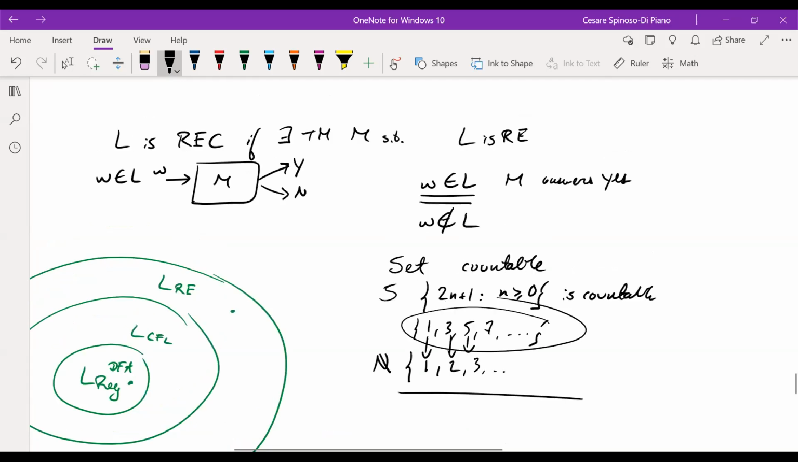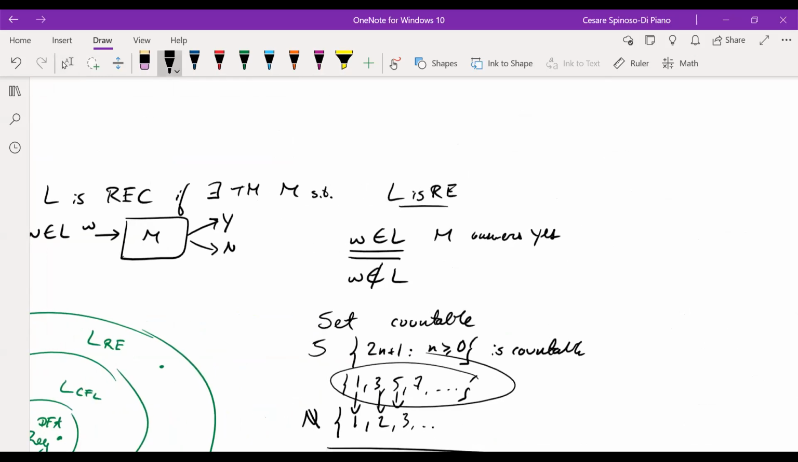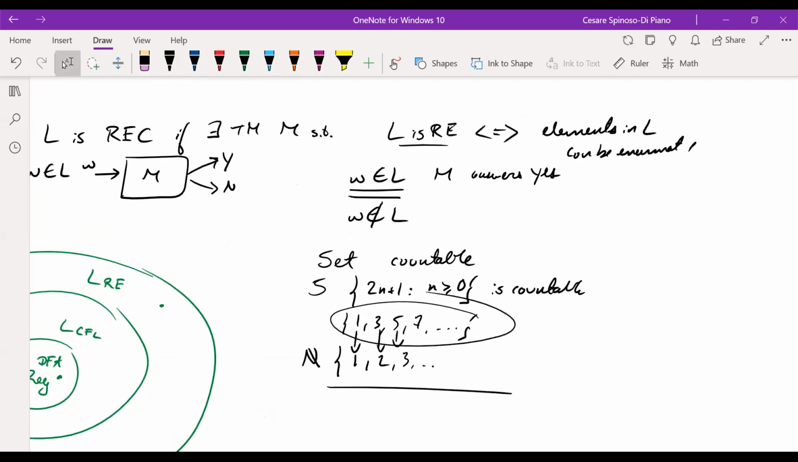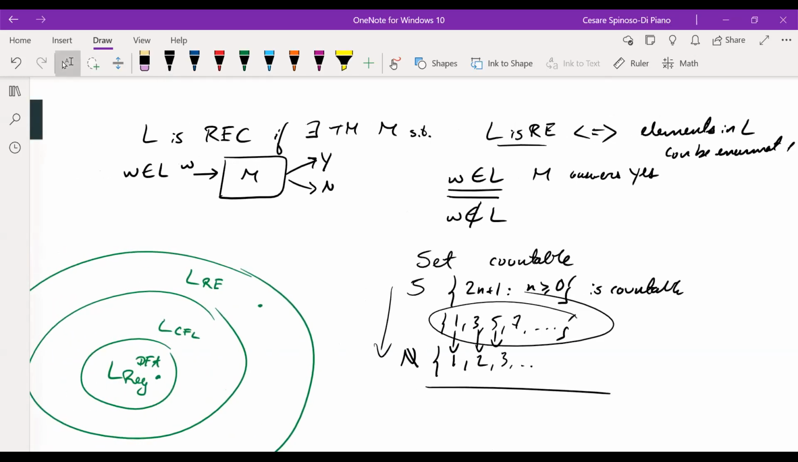That's an equivalent statement: elements in L can be enumerated. Or in other words, there's an enumeration like this that allows you to map every element in L to an element in the natural numbers. That was covered in lecture also, I believe, when they were trying to show you that there are languages that are recursively enumerable but aren't recursive.